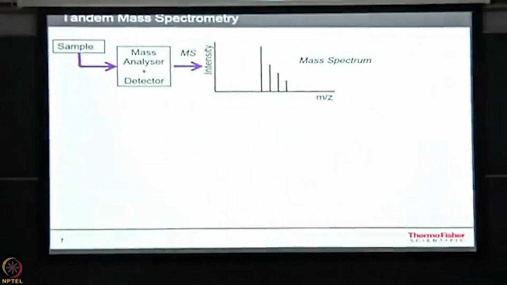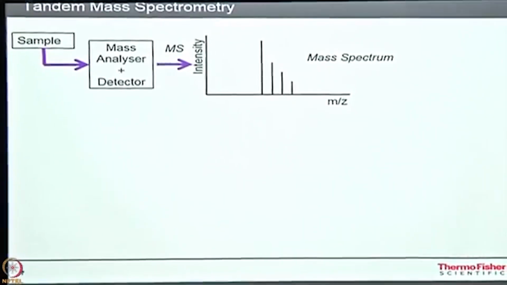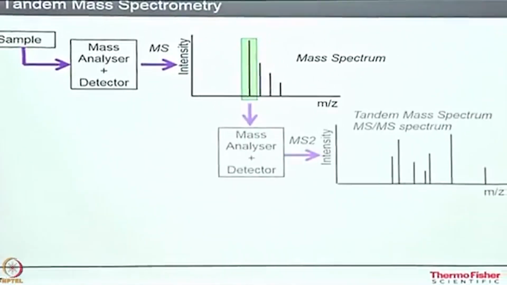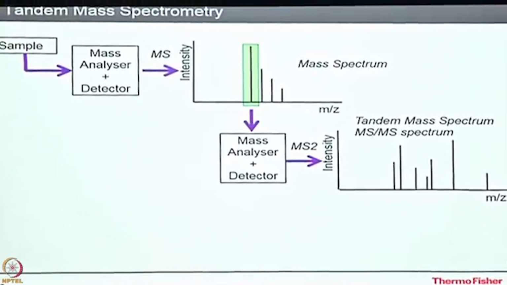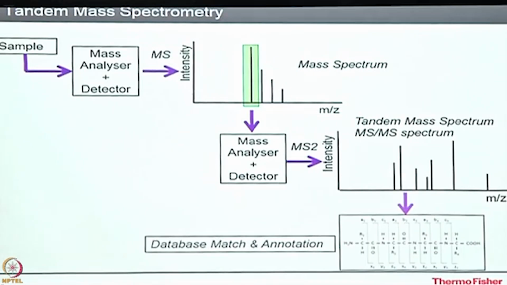Now let's see how the mass spec works, what we do after injection of the sample. We inject a sample into the mass spec, and through the mass analyzer and detector we get the MS1 spectra. From this spectra, we select one of the peaks and fragment it again, MS2, and we get this fragmentation. This fragmentation is searched against the database to find which ions are there, the b and y ions, and we get the database match.